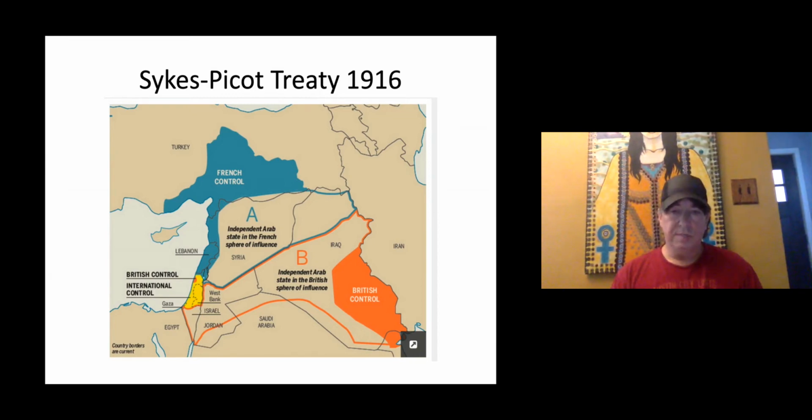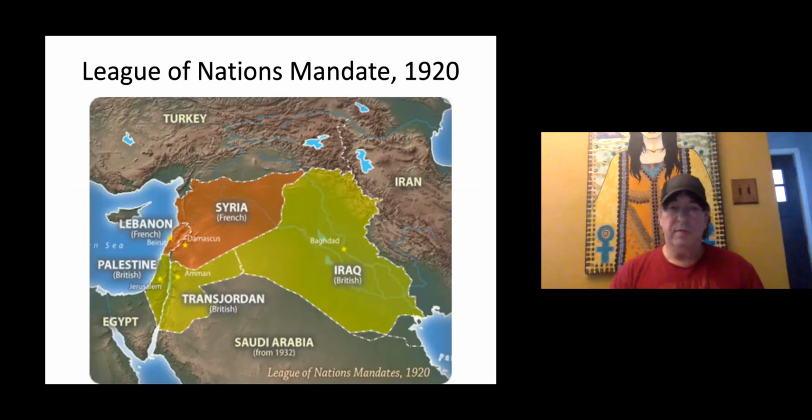And it outlined an area, as you can see, this blue area of French control and orange area of British control. And then they outlined areas that were to be nominally independent Arab states, but that were, in fact, to be within what they called a French or British sphere of influence. And the British were to have international control over what is now parts of Jordan and Israel. So this served as the basis for the League of Nations mandate in 1920.